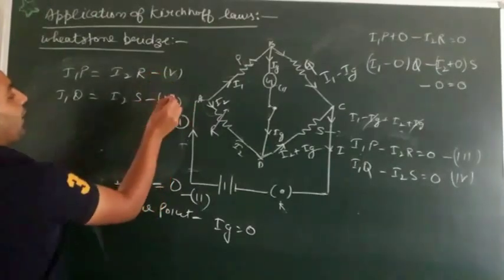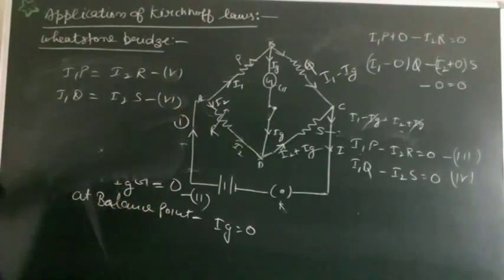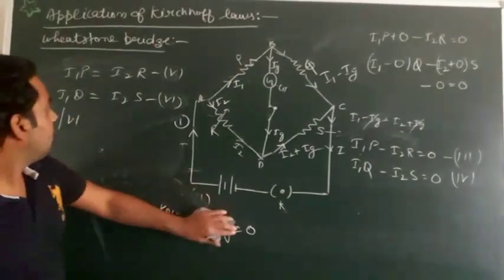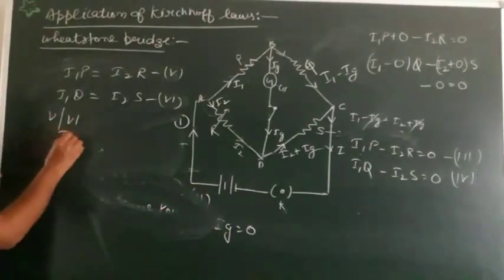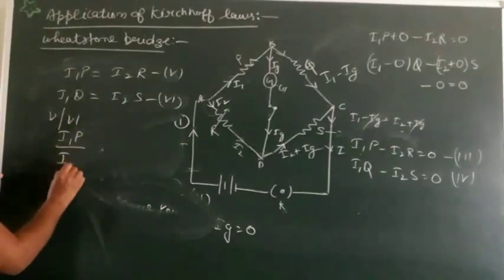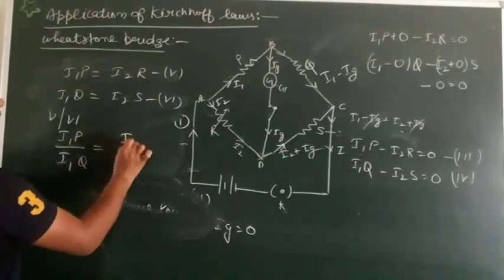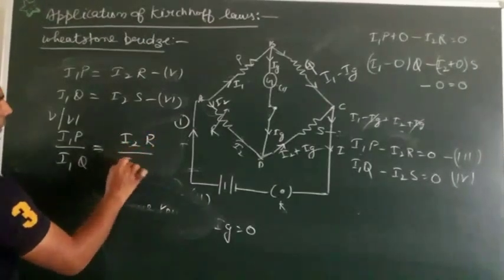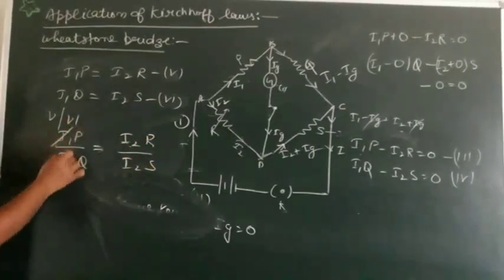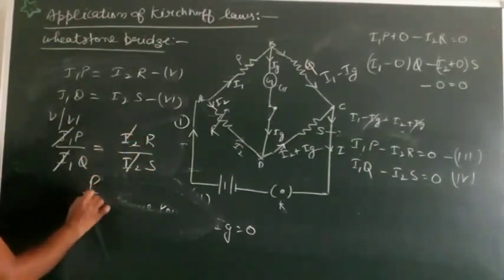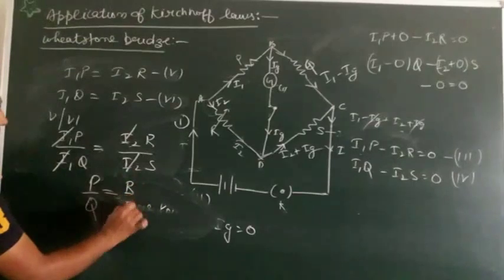Now divide 5 by 6. So what will we get? When we divide, I1 into P divided by I1 into Q is equal to I2 into R divided by I2 into S. Now I1 cancels with I1 and I2 cancels with I2. Here it comes out to P by Q is equal to R by S.